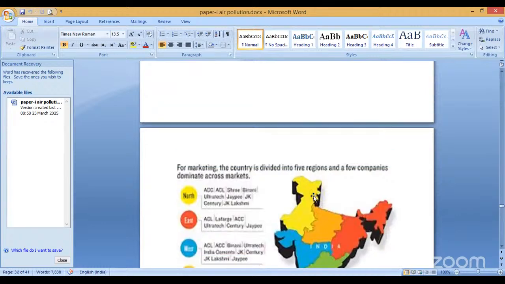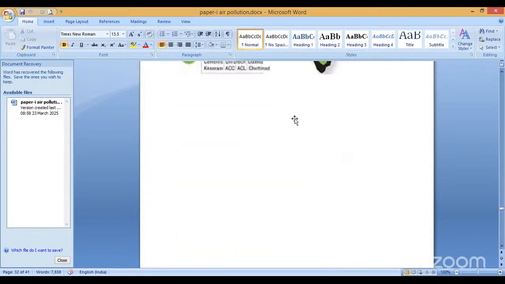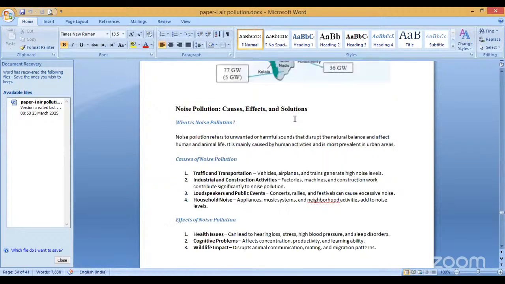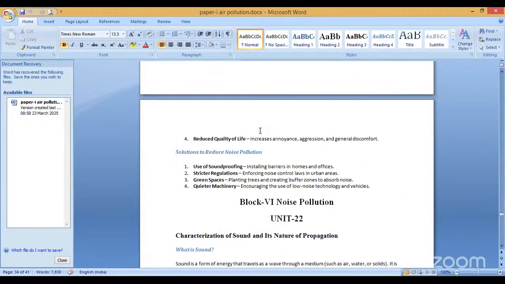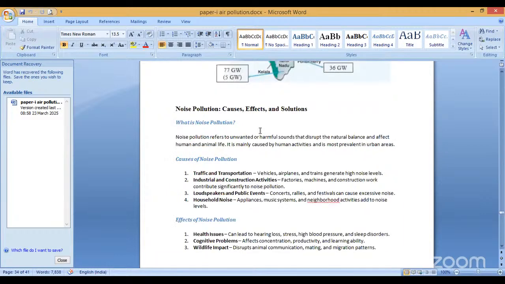In the last class, we discussed the air pollutants released from the steel industry, paper industry, as well as the oil refineries. These are the three topics we covered yesterday. In today's class, we are going to discuss noise pollution: what the causes of noise pollution are, what the effects are, and what the solutions are.